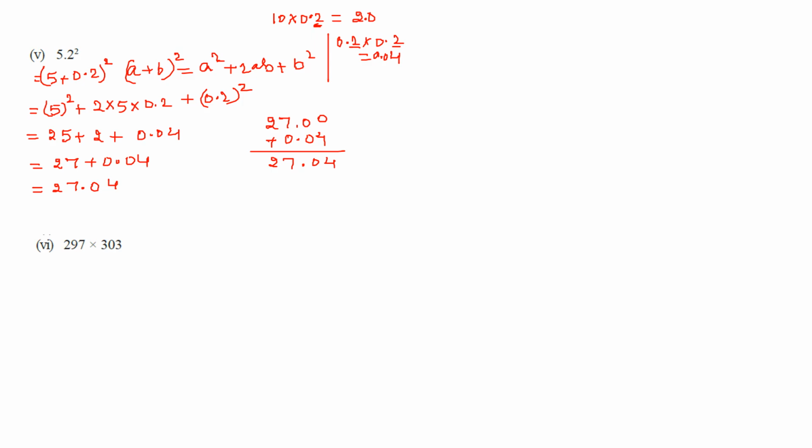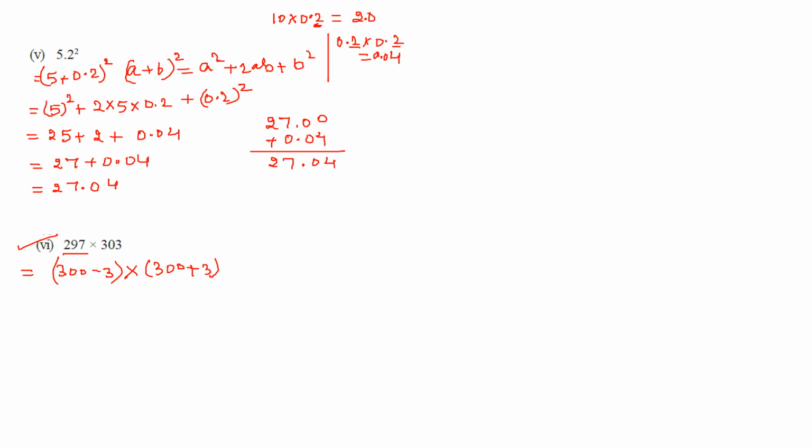Now next, 297 into 303. Now if you see, this question is very important. 297 is near to 300. Even 303 is also near to 300. So 297 I can write as 300 minus 3. Right? From 300, if I subtract 3, I will get 297. And 303 can be written as 300 plus 3.